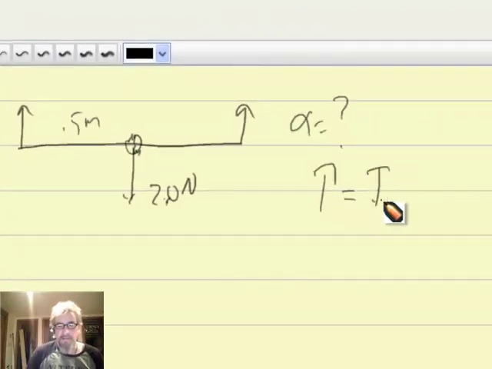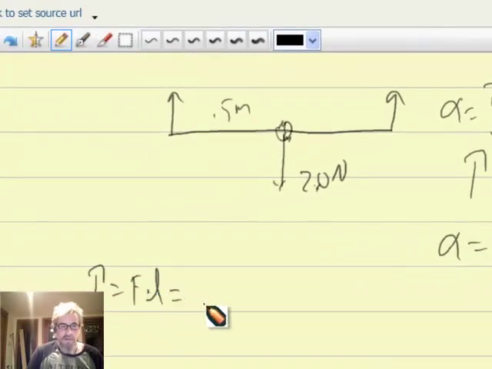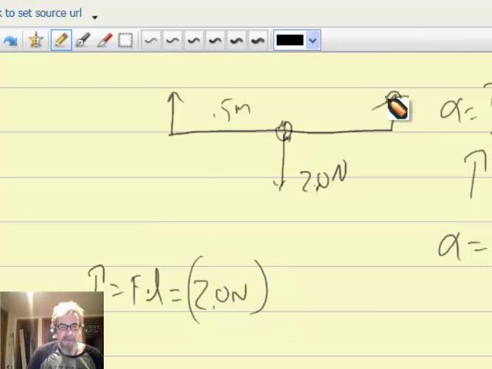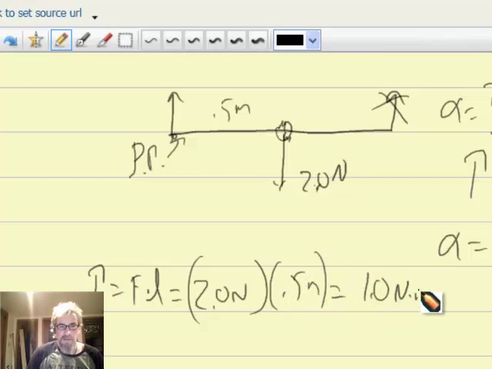The torque that's set up here is going to be equal to I times alpha. So that means alpha is torque divided by I. Let's quantify what torque is. Torque is just force times lever arm, if you recall from the previous chapter. That means that if I have my force of 2.0 newtons, and the right string is breaking, so this would be my natural pivot point down here on the left end, that means my lever arm is half a meter. So the torque would be 1 Newton meter.